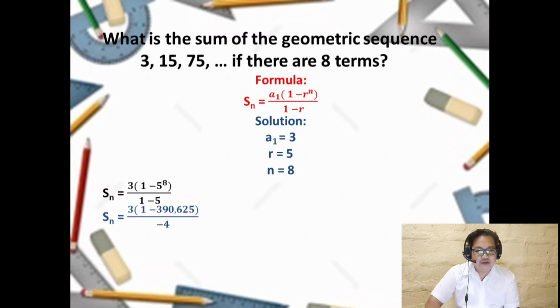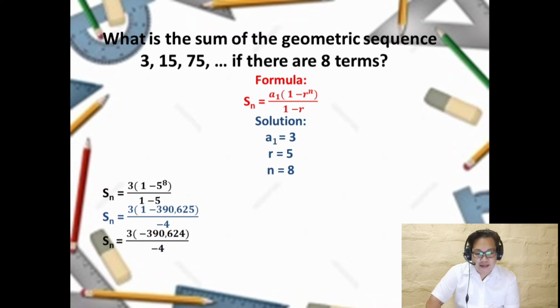So, what is 5 raised to 8? So, we have 5 times 5 times 5 times 5 times 5 times 5 times 5 times 5. 8 beses nating imumultiply ang 5 sa sarili. So, 5 times 5 is 25. Times 5 is 125, times 5 is 625, times 5 is 3,125, times 5 is 15,625, times 5 is 78,125, and times 5 is 390,625.